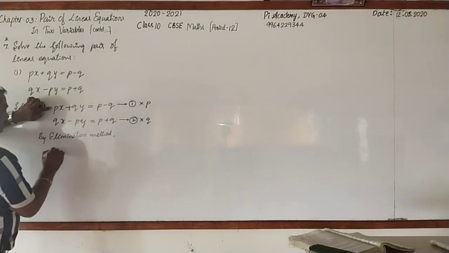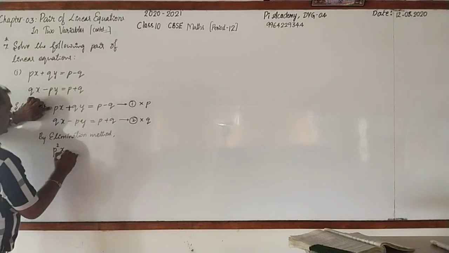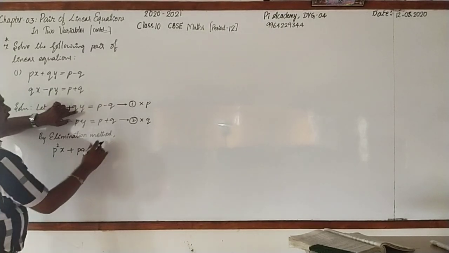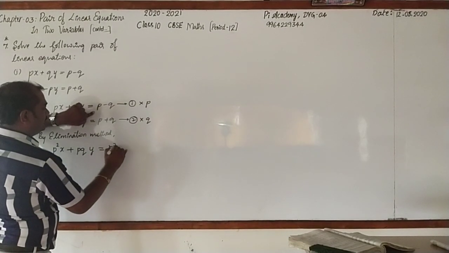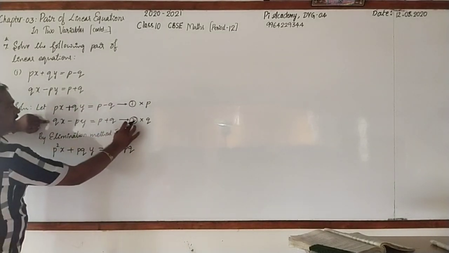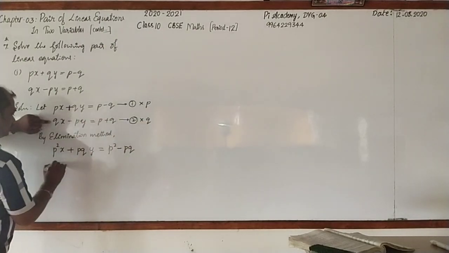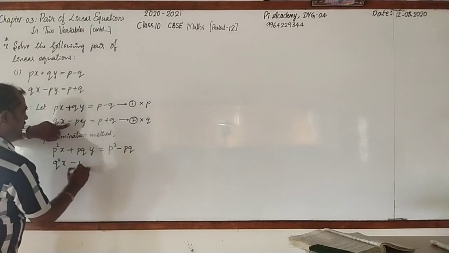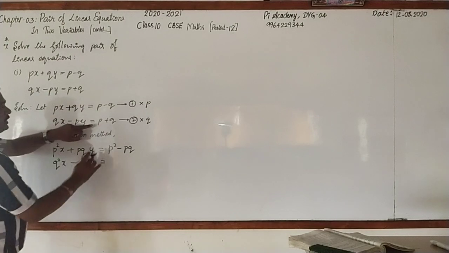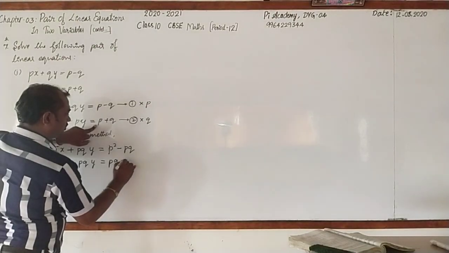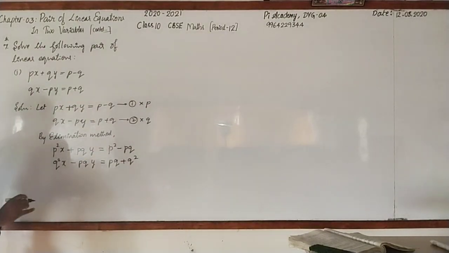Here p into p, this is p square into x, plus q into p, this is pq into y. Next p into p, p square, minus q into p, it is p. Next multiply second equation by q, q into q, this is q square into x, minus p into q, this is pq into y. It is equal to p into q, this is pq, and q into q, this is q square. Clear?